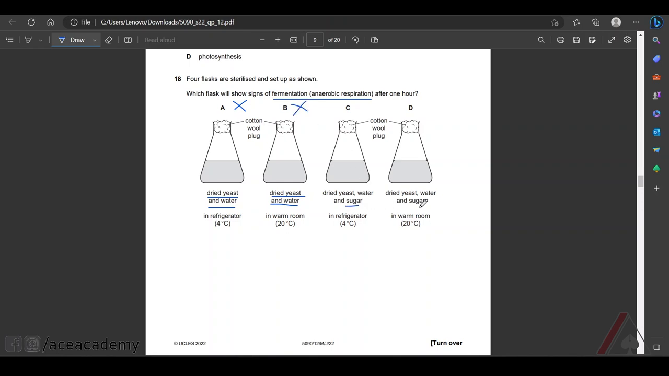In C and D, you can see the sugar source has been added, so where is the difference? Option C is kept in a refrigerator at 4 degrees Celsius, and D is kept in a warm room at 20 degrees Celsius. I think option C is wrong because at 4 degrees Celsius, the temperature is way too low for fungus such as yeast to survive. So for that reason, no fermentation will happen because the yeast can't survive at such low temperatures. It's way too cold for them. And D is a much more optimum temperature for them. So D should be our answer.